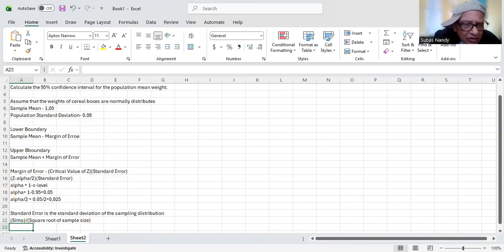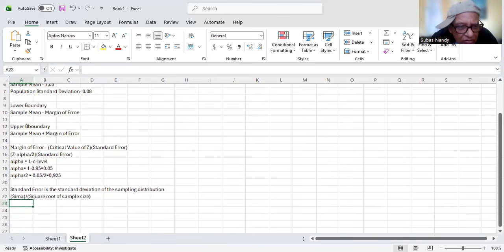Excel has all built-in formula. Bottom line, margin of error is the difference between the sample mean and the population mean. The formula is the critical value of Z, or Z alpha by 2, times the standard error. What is standard error? It is the standard deviation of the sampling distribution. What is the formula for it? Population standard deviation divided by the square root of the sample size.